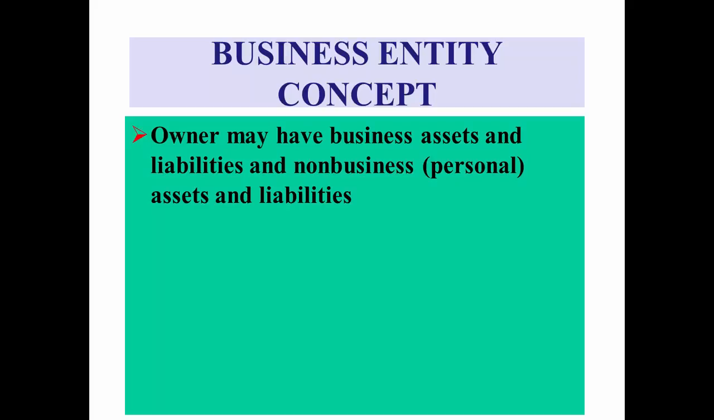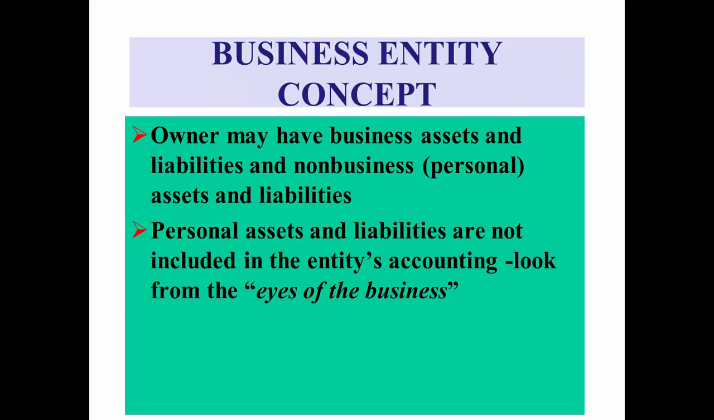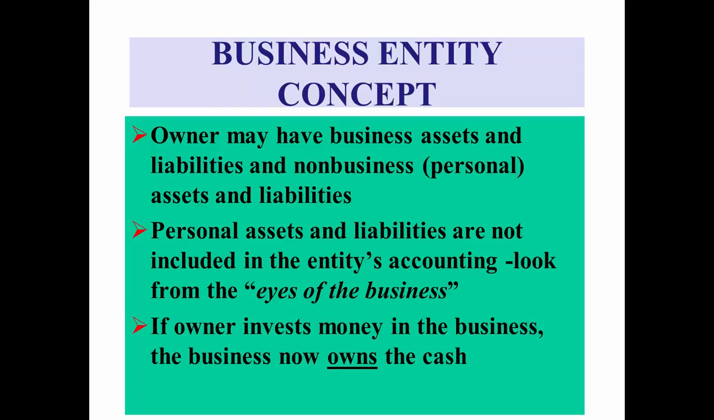Okay, again, getting back to the business entity concept, the owner may have business assets and liabilities and personal assets and liabilities. We need to keep those separate. We need to make sure that we're looking from the eyes of the business, pretending like we're just the business. What is the business receiving and what is the business giving up? The owner invests money in the business. The business now owns that cash. The business received the cash, and that is now an asset of the business.